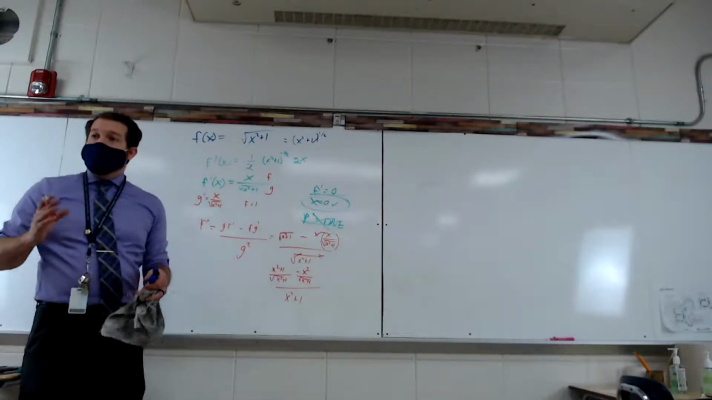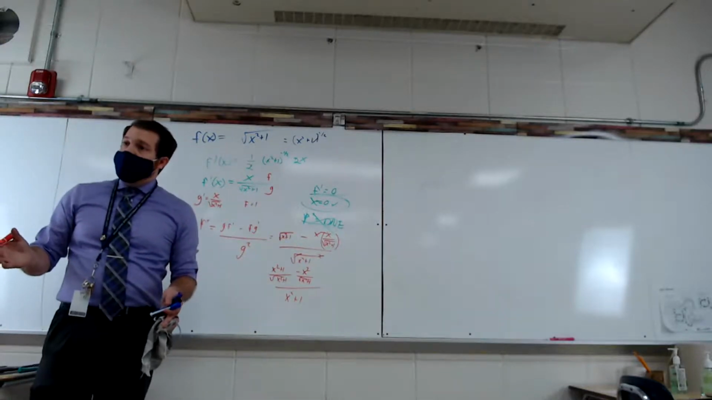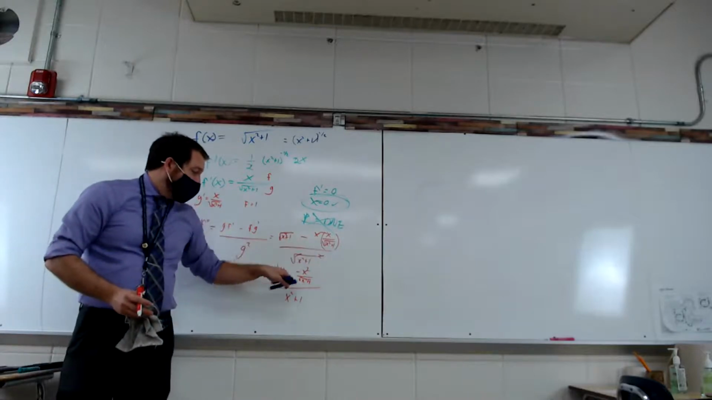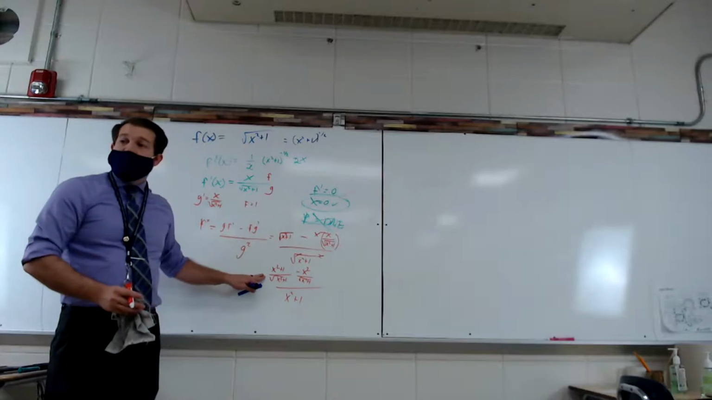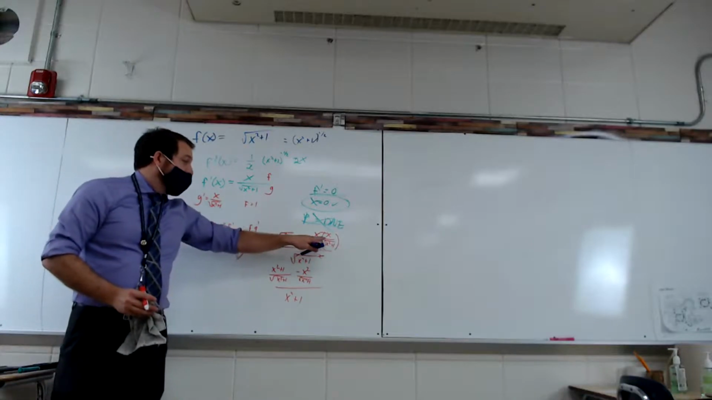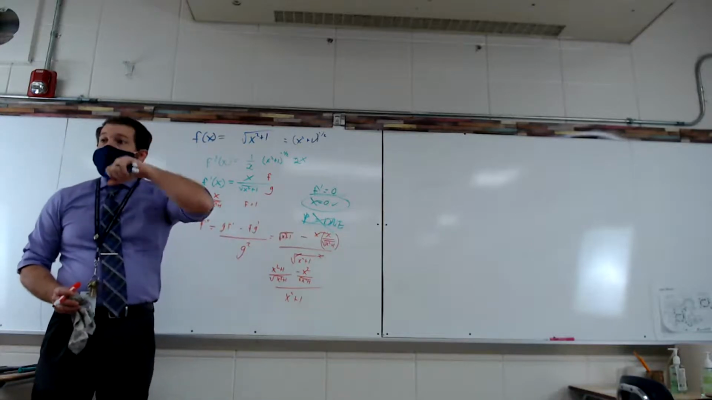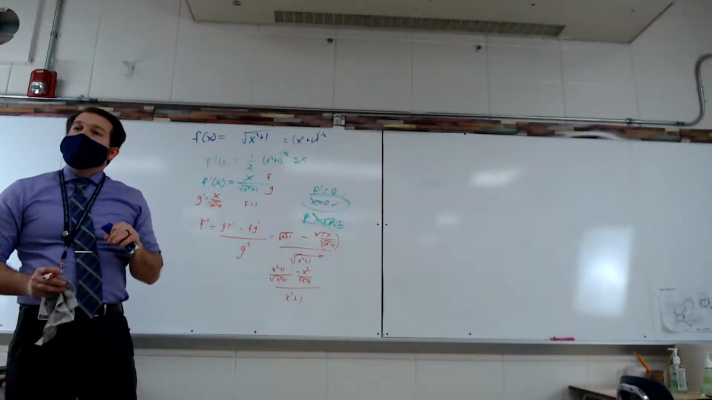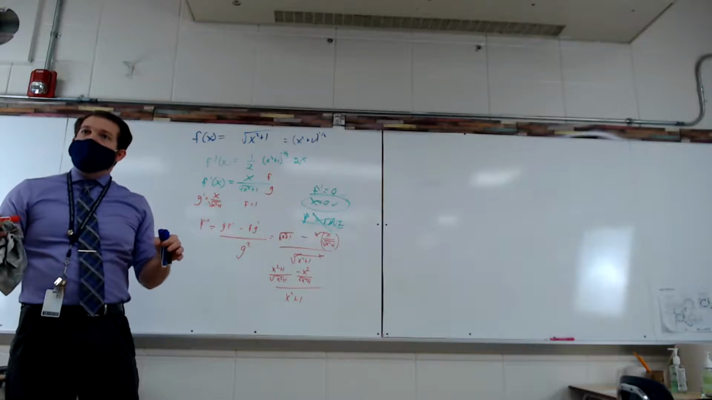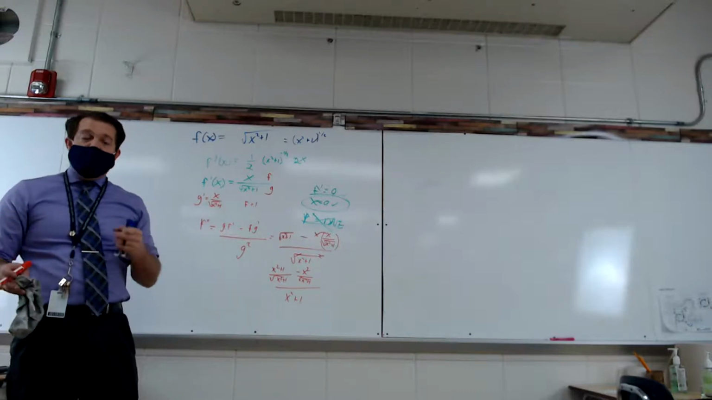Are we okay with the steps I've taken so far? I canceled my root with the power on the bottom. I made a common denominator for the first term, and I just multiplied my x into the second term. Are we all okay with what I've done for my second derivative thus far? It's a little bit complicated here in the second derivative with this quotient rule. That's why I normally skip this problem.